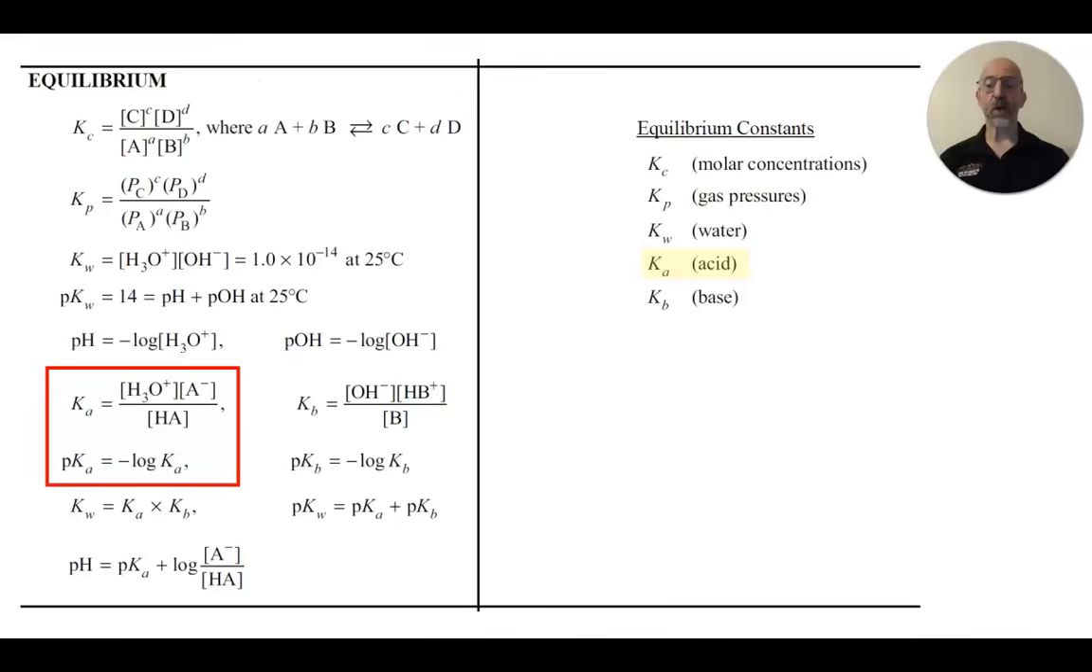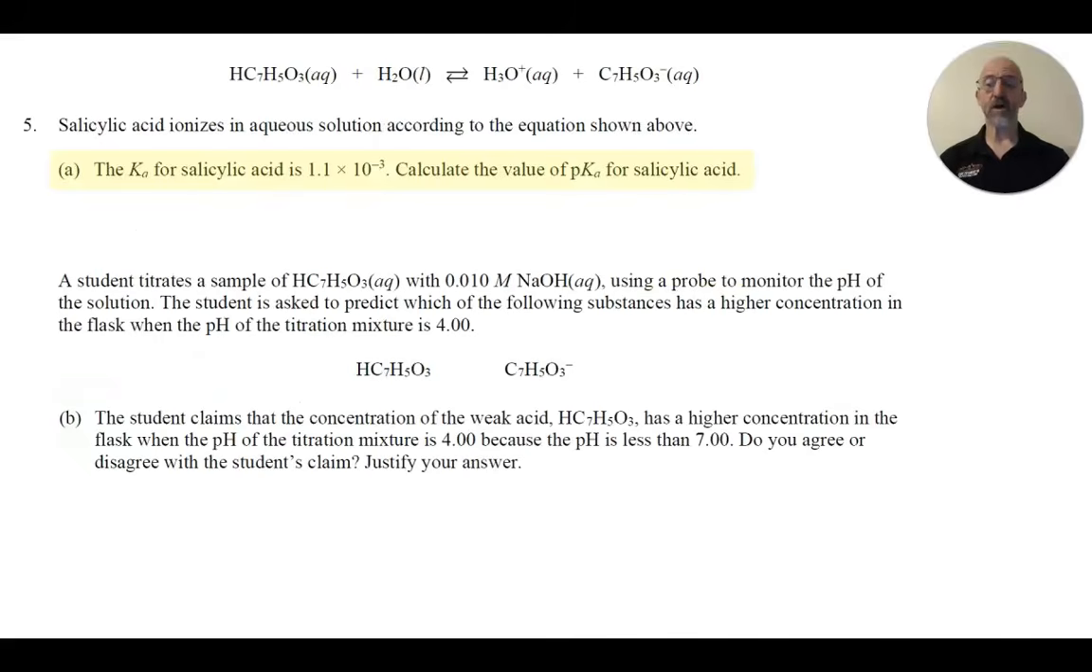So, according to the equation sheet, we can see that the pKa is equal to the negative log of the Ka value. So if we take the negative log of 1.1 times 10 to the negative 3, then we get that the pKa value is 2.96. And now that we know the value of pKa for salicylic acid, then we are able to make a comparison between the pH of the solution and the pKa value for salicylic acid.